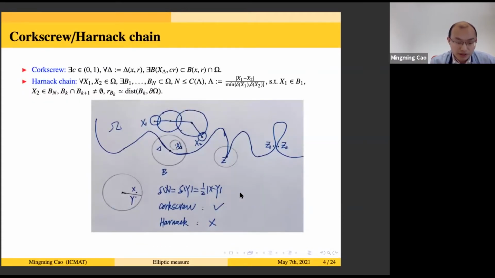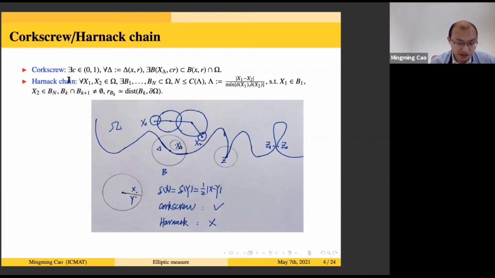We introduce more definitions. This picture will help us to understand them. Consider an open set omega. We say that omega satisfies the corkscrew condition if for each surface ball, here is a surface ball Delta, and B is the corresponding ball centered at the boundary, the ball B contains another small ball B(X_Delta, cr) in omega. Here, the constant c is uniform, and X_Delta is a corkscrew point relative to Delta. From this definition, we see that the corkscrew condition is a quantitative scale invariant version of openness, but it's stronger than openness.